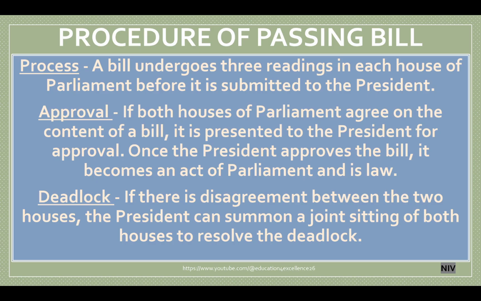Now let us come to know the procedure of passing a bill. A bill undergoes 3 readings in each house of parliament before it is submitted to the president. Approval: if both houses of parliament agree on the content of a bill, it is presented to the president for approval. Once the president approves the bill, it becomes an act of parliament and is a law.